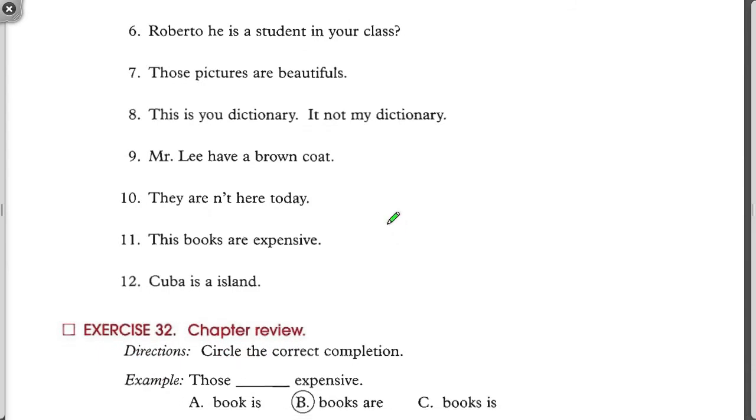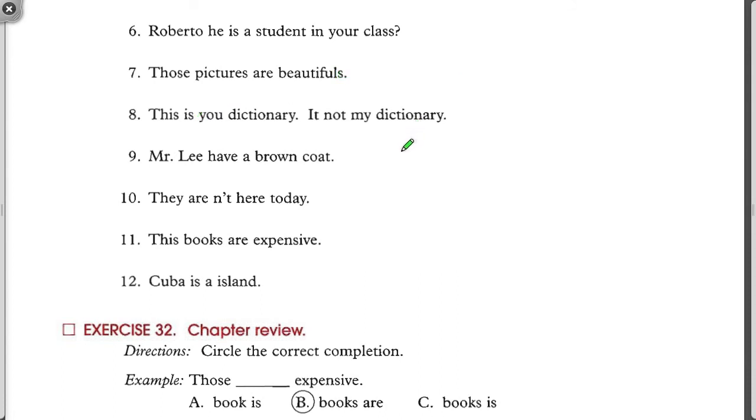Number 6, Roberto, he is a student in your class. The way we're learning here is, is Roberto a student in your class, because we have learned early in this chapter that is starts a sentence, starts a question. Is Roberto a student in your class? Those pictures are beautiful. Okay, no S there. This is your dictionary. It's not my dictionary.